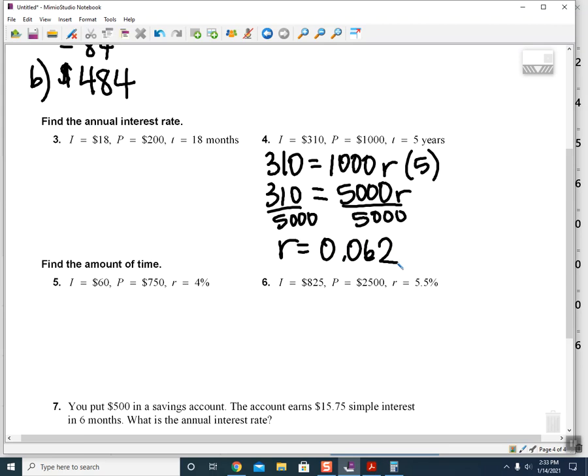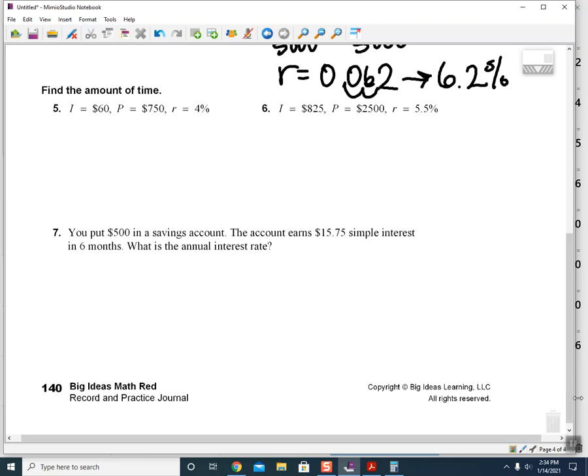Am I done? The answer to that is no, right? My rate is in form of a percent, so I need to take my decimal and move it over 2 spaces. So that means that my annual interest rate is 6.2%. Okay, then I think that you can probably do the rest on your own. We'll do one of the time ones first.